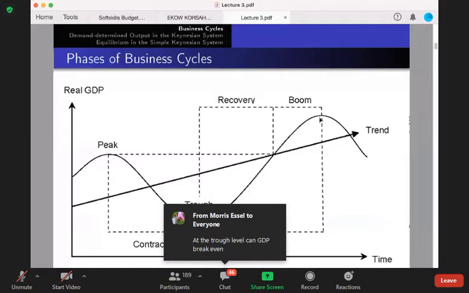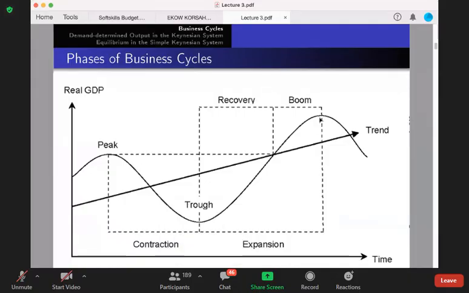So Maurice, we are not talking of breaking even here yet. If we are breaking even, we have to do a comparison between something and something. Here we are not doing anything of that sort. All right, so that's the business cycle for you.